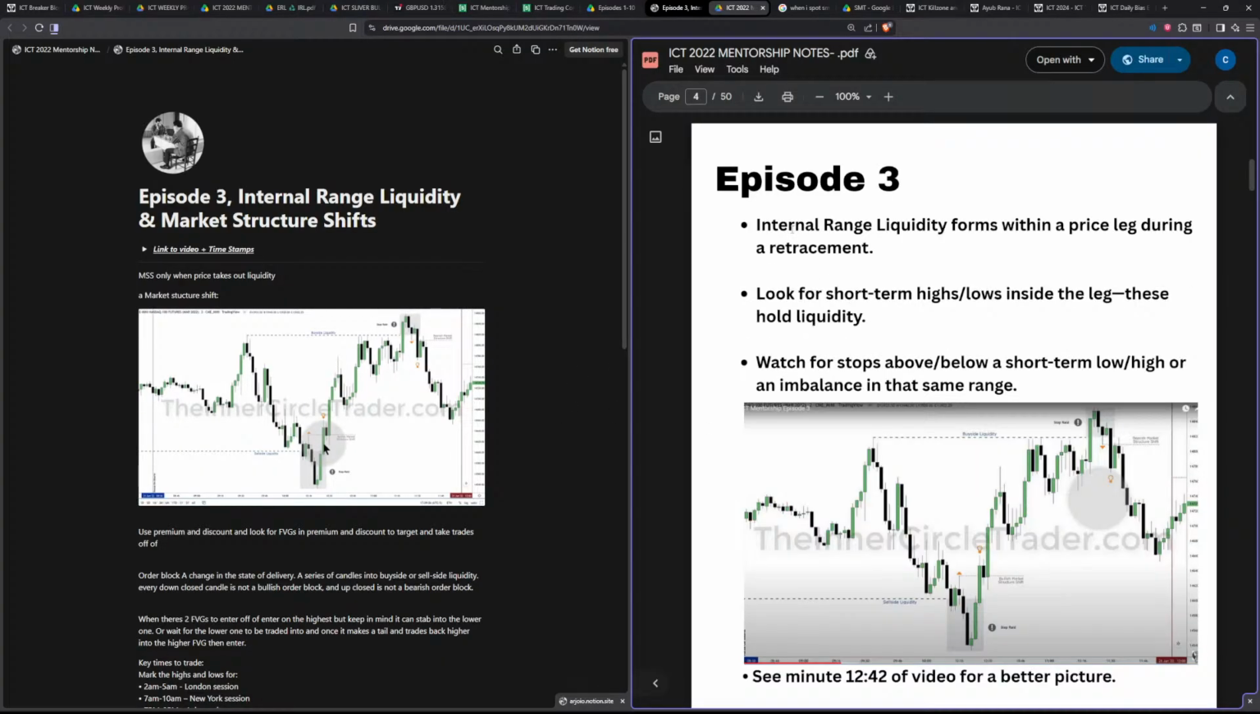In episode 3, it says internal range liquidity forms within a price leg during a retracement. Look for short-term highs and lows inside the leg. These hold liquidity. Watch for stops above or below short-term highs, or an imbalance in that same range.